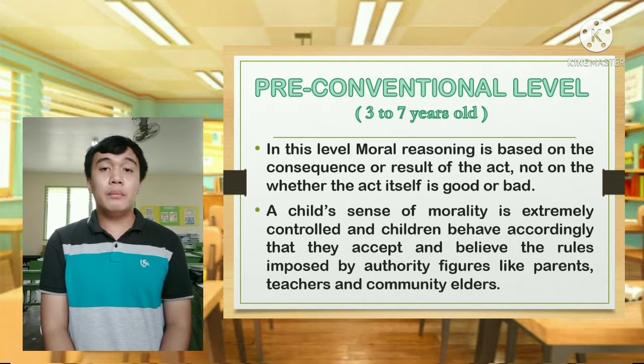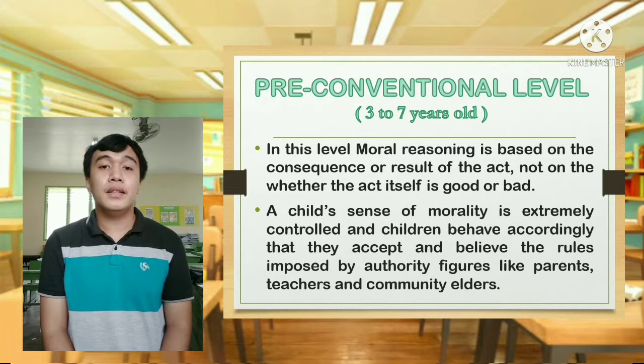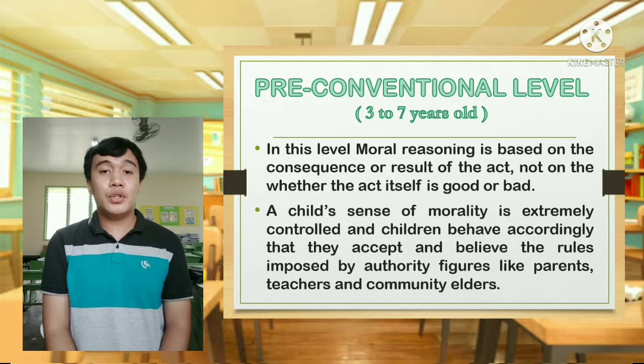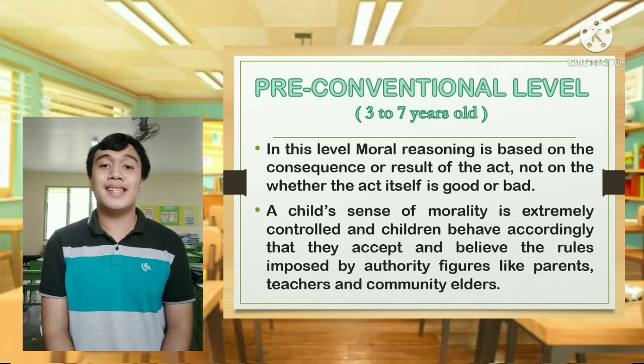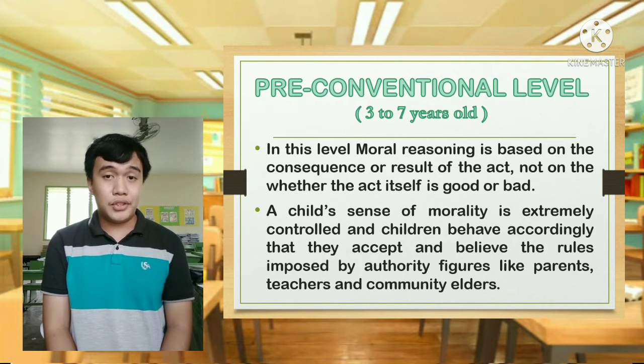In this level, moral reasoning is based on the consequence or result of the act, not on whether the act itself is good or bad. In simpler terms, the primary concern is the consequence of one's action. Children base their judgment on external consequences, for example, punishment and reward. Hence, at this level, obedience is based on authority.